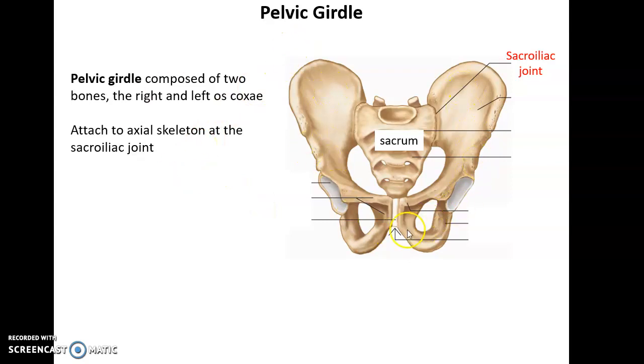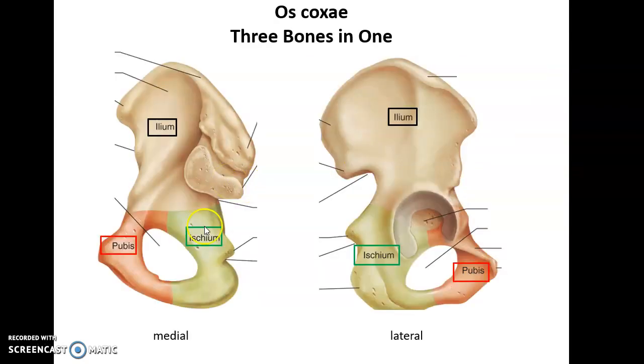All right, here is the pelvic girdle. The pelvic girdle is made up of the two bones, right and left os coxae. They are the structure that attaches the lower limbs to the axial skeleton, specifically attaching to the sacrum. So where the os coxae connects to the sacrum, you have the sacroiliac joint, which is a fibrous joint that does not move. Sacroiliac joint.